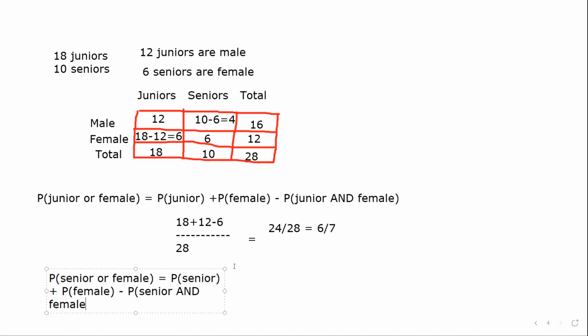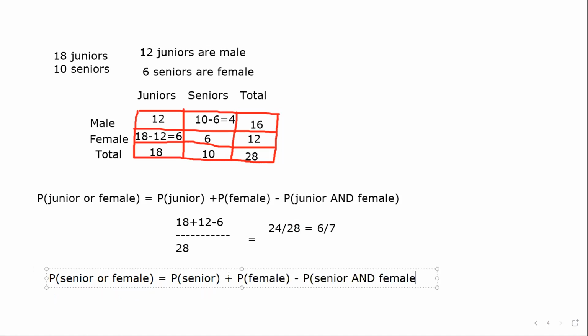Because they're overlapping again. So what is my probability of senior? 10. You said 10 out of 28, right? How about the female part? 12. That was 12, right? And how many do we remove? Is it 6?